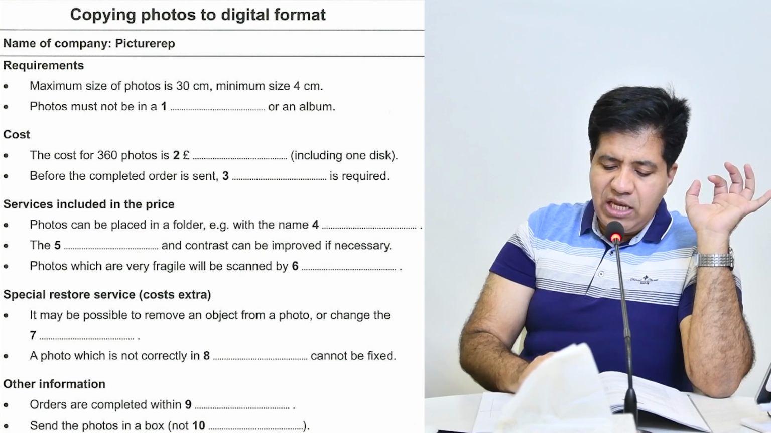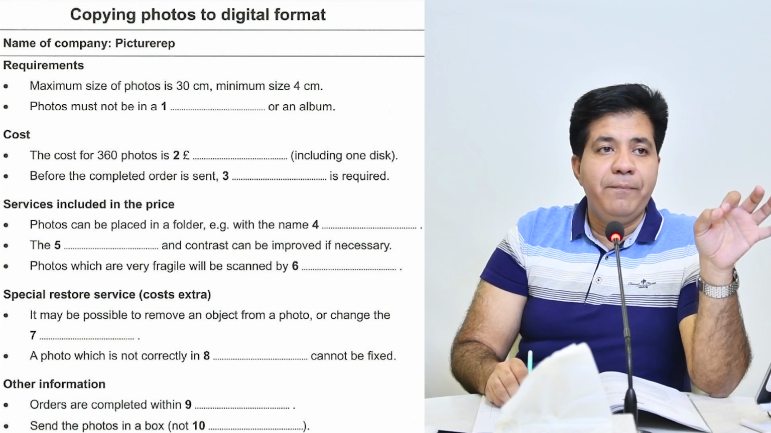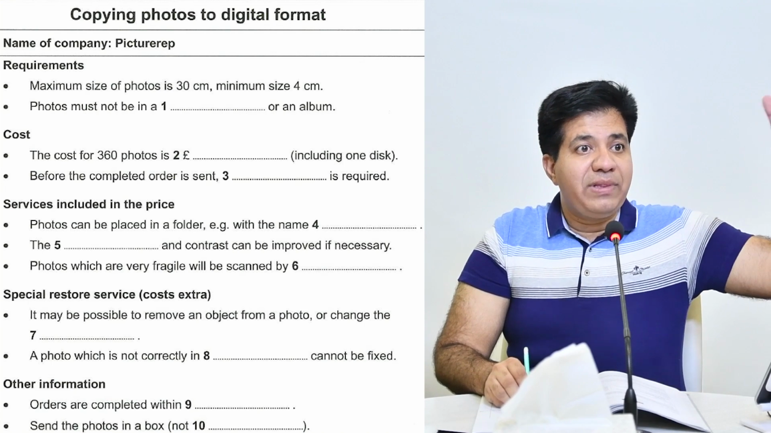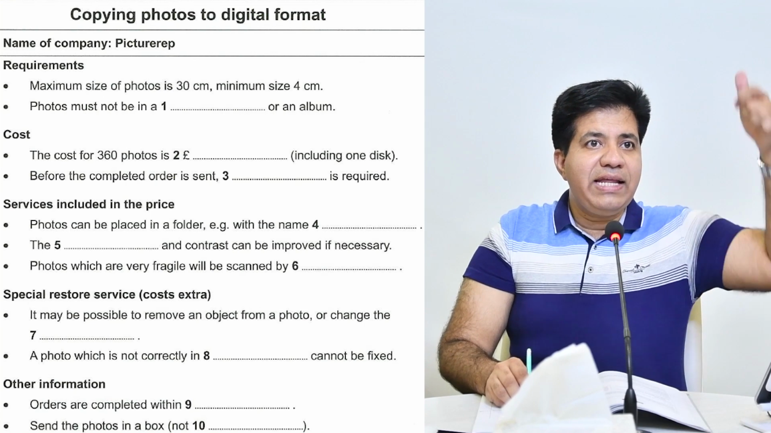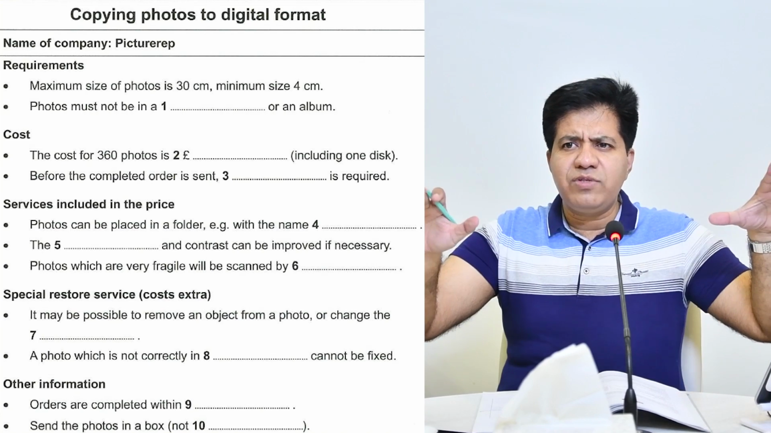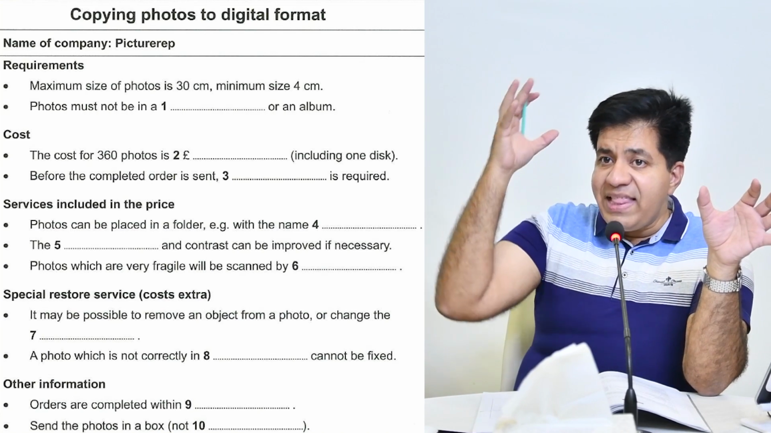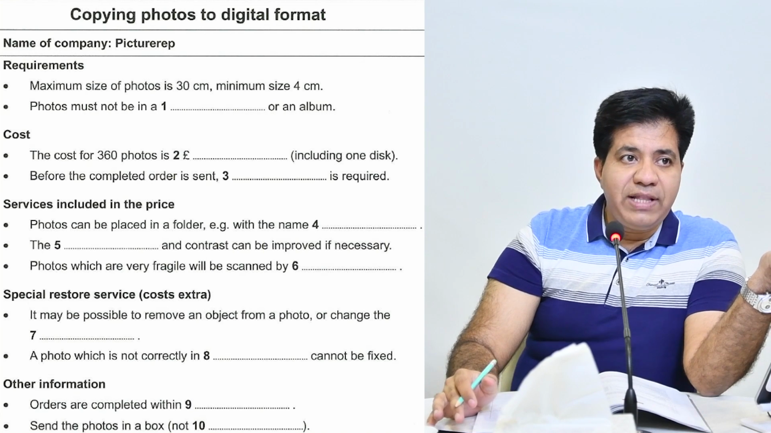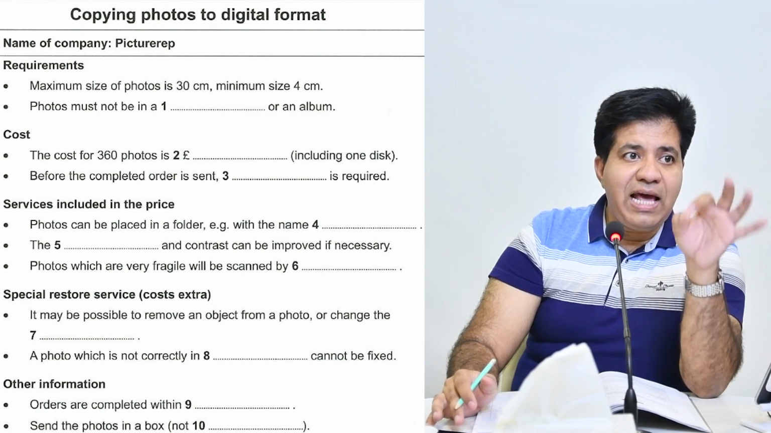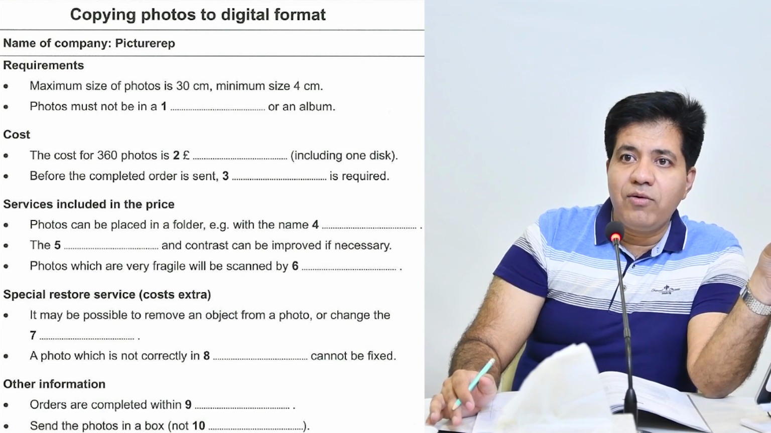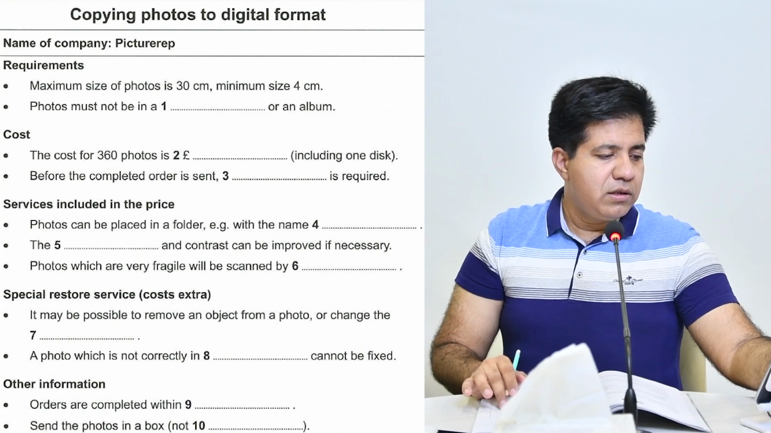After that, you can see photos must not be in a dash or an album. So it means photos must not be in an album and in a dash, because when they scan the photos, if the photos are in an album, they cannot scan them properly. Now with album, the second word, whatever that is, that they say, make sure your photos are not in an album and they are not whatever they say like that. Okay, that will be the answer, right? Now I play the audio, listen, and comfortably you can answer.